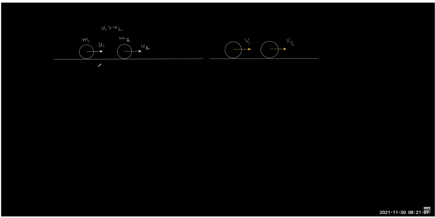And after the collision, if I say this is the situation just before the collision and this is the situation just after, then after collision V2 will be more than V1. In the worst case, it can be equal, which is called the perfectly inelastic collision. But in general, it is always more than or equal to V1.